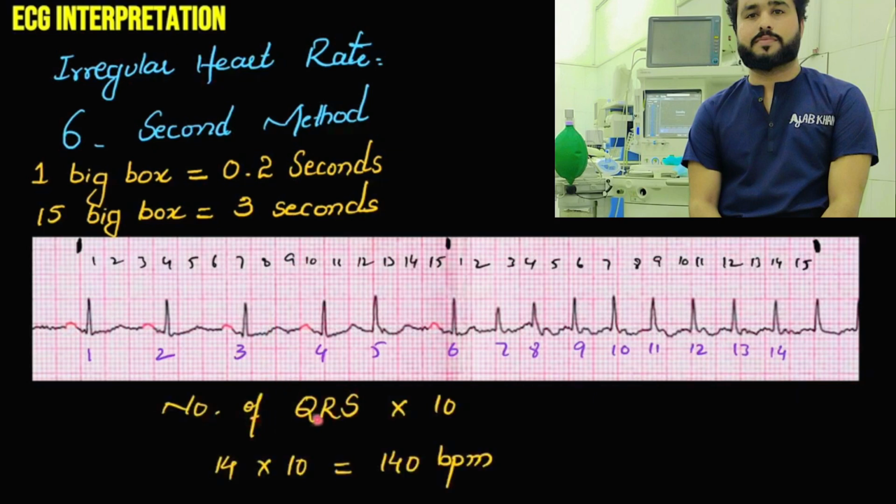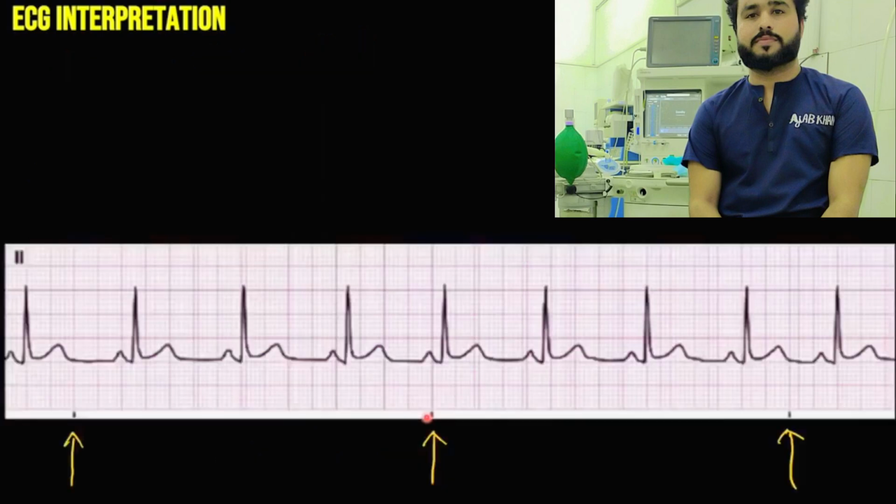We multiply the number of QRS complexes by 10 and that is the rate of the ECG. So we have 14 QRS complexes on the ECG. 14 multiplied by 10 is 140 beats per minute. This is so simple, so easy. That's how you calculate the rate on an irregular rhythm by the 6-second method.